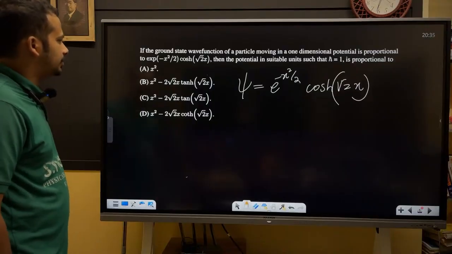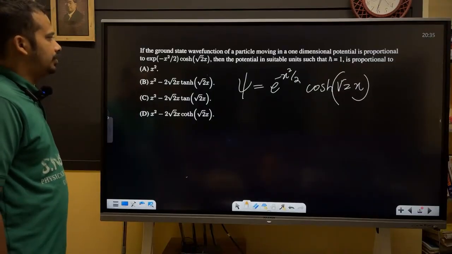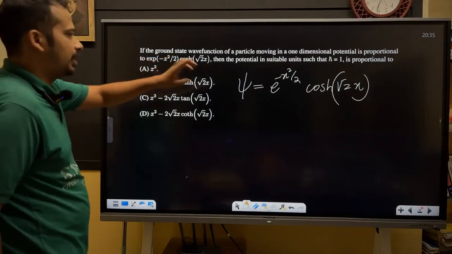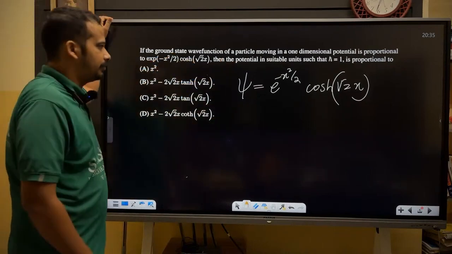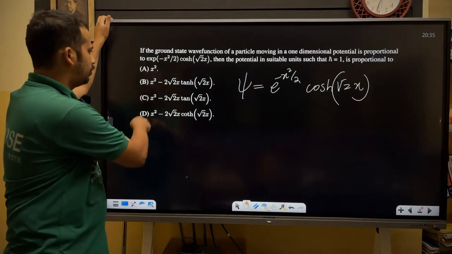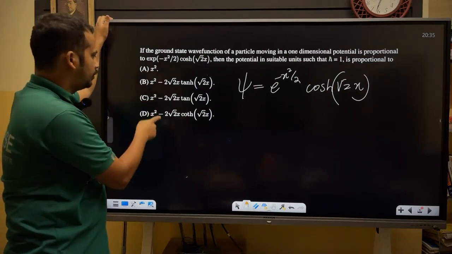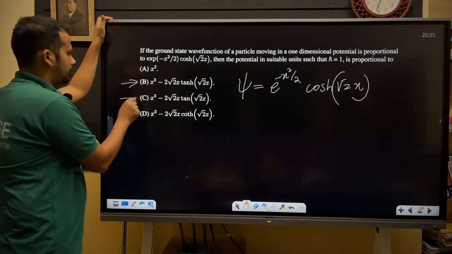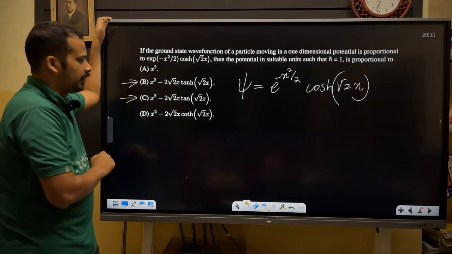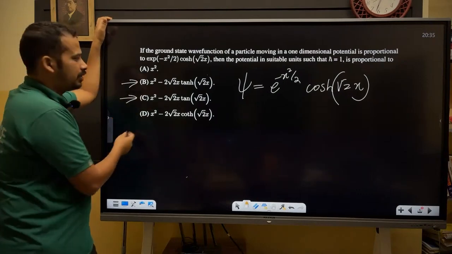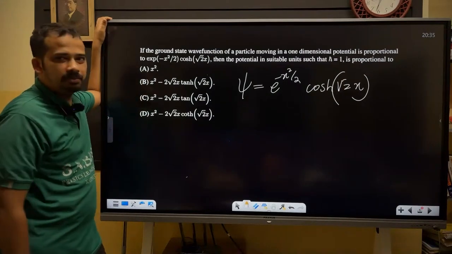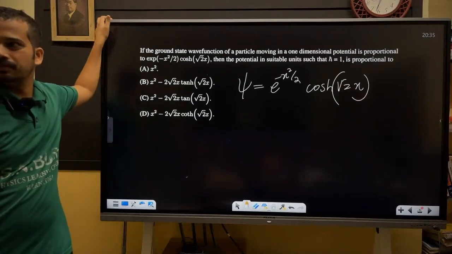I can't think. In place of root 2, if I had some lambda, and if that lambda is 0, then it will be a harmonic oscillator kind of thing. Then it should be either this one or this one. I'm trying to eliminate options, but I don't think they are expecting you to do this one. I feel like that.